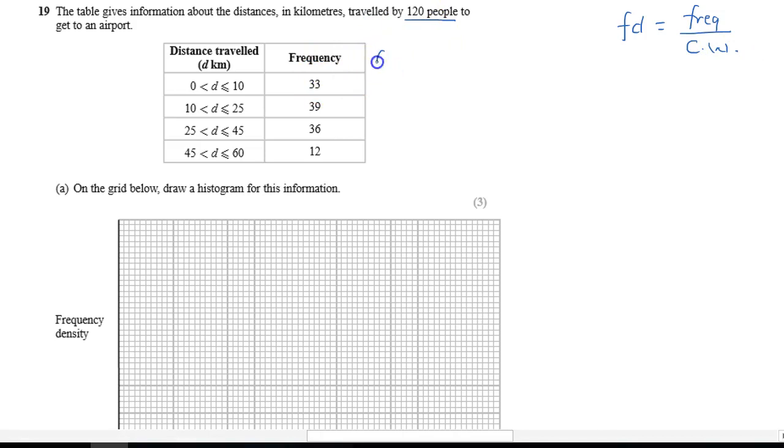Frequency we have, so let's find the class width. 0 to 10 is 10, 10 to 25 is 15, 25 to 45 is 20, and 45 to 60 is 15. That is our class width.